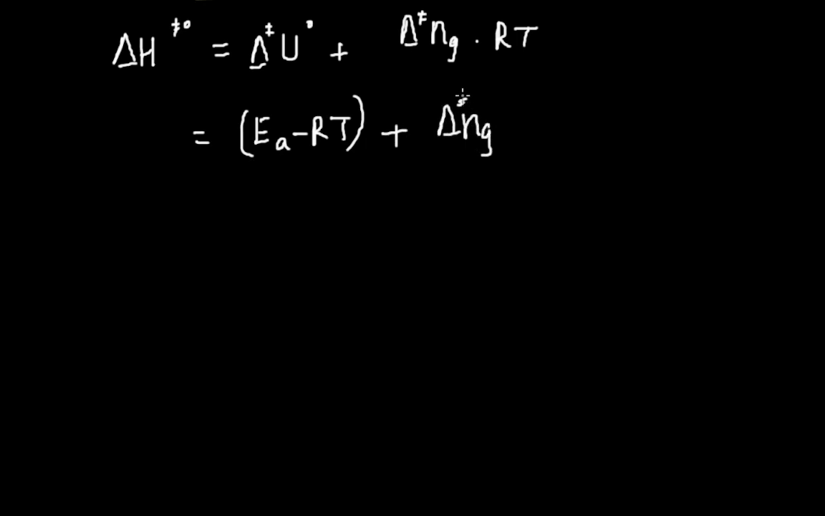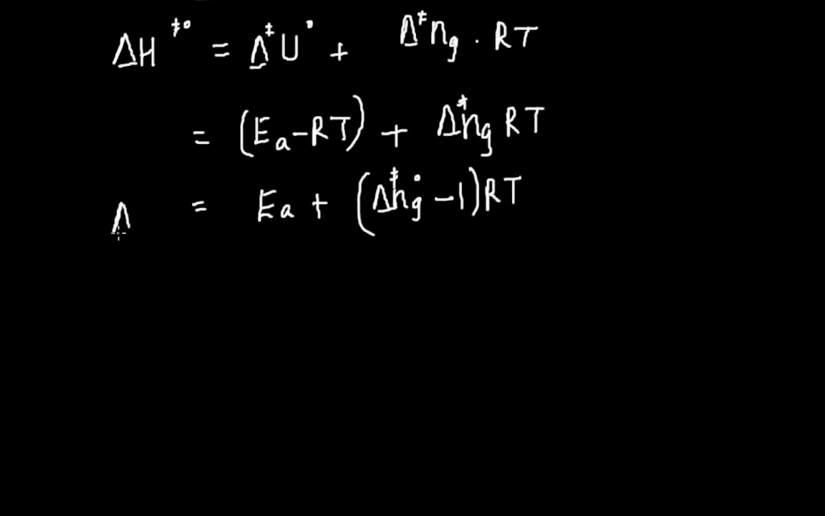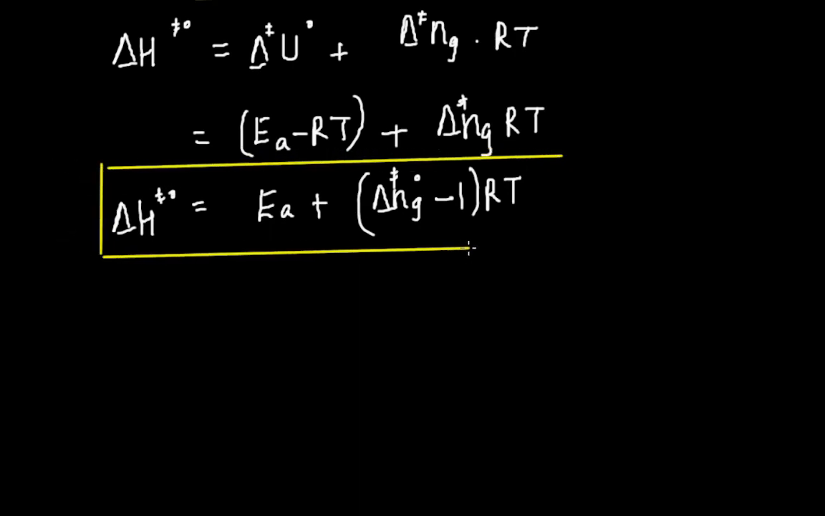delta ng RT, so it is Ea plus delta ng minus 1 times RT. So this is one more expression that will help. So make a note of these formulas. For competitive exams, it will come very, very handy.